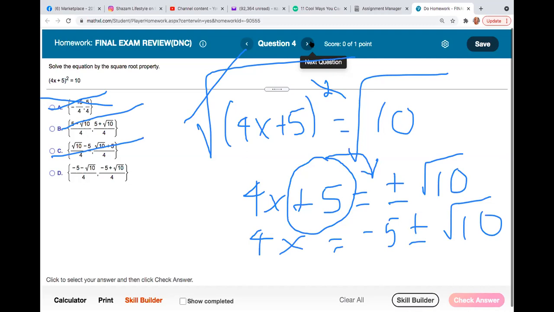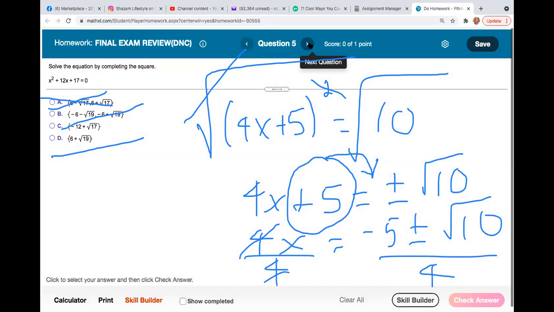Now, if you want to, you can. You would just simply divide both sides by 4 to isolate your x value. And so this cancels out over here. No problem. And there's your answer. Negative 5 plus or minus radical 10 over 4. They're just writing it as 2 separate answers, and there's nothing wrong with that, guys, okay?